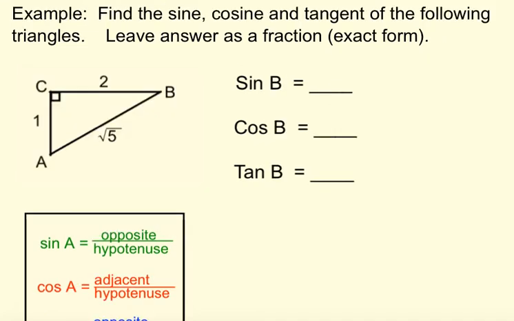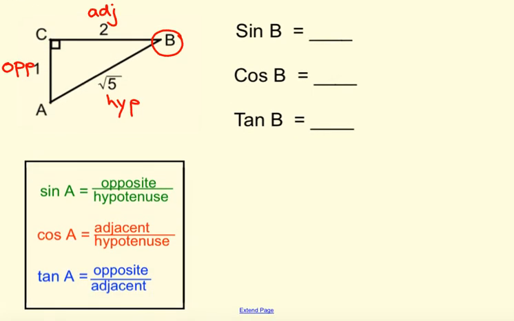Here's a second example, a little bit different on this one because we have a radical with one of the lengths. And we're going to work with angle B this time. So here's our angle B. Identify the three sides. Here's side opposite, side hypotenuse, side adjacent. All right, so let's go ahead and find the sine of B, the cosine of B, and the tangent of B.